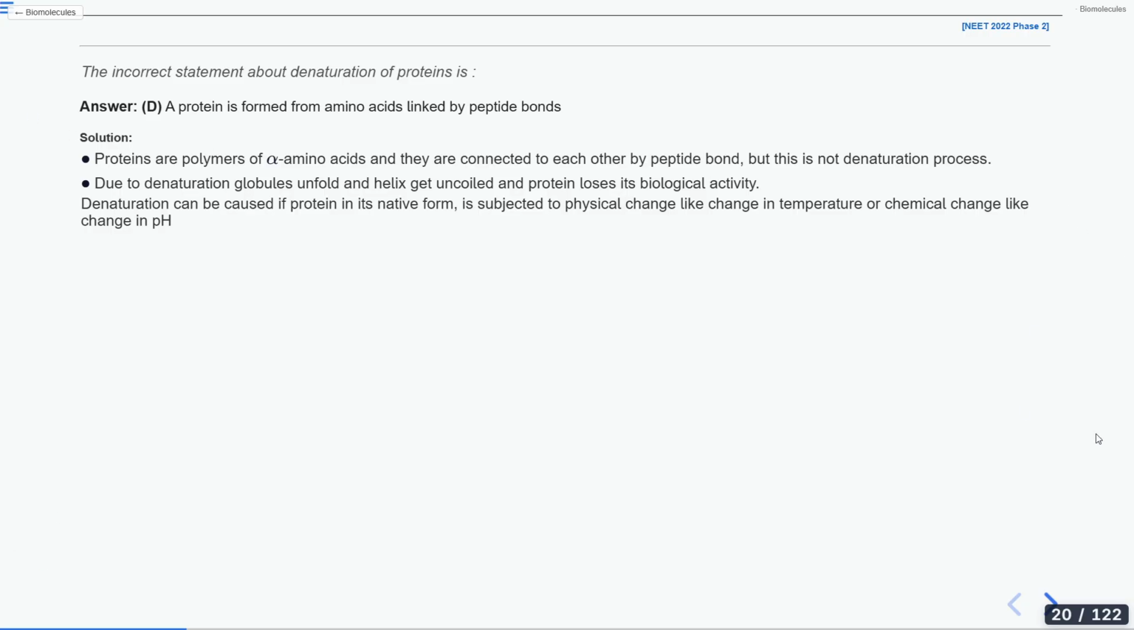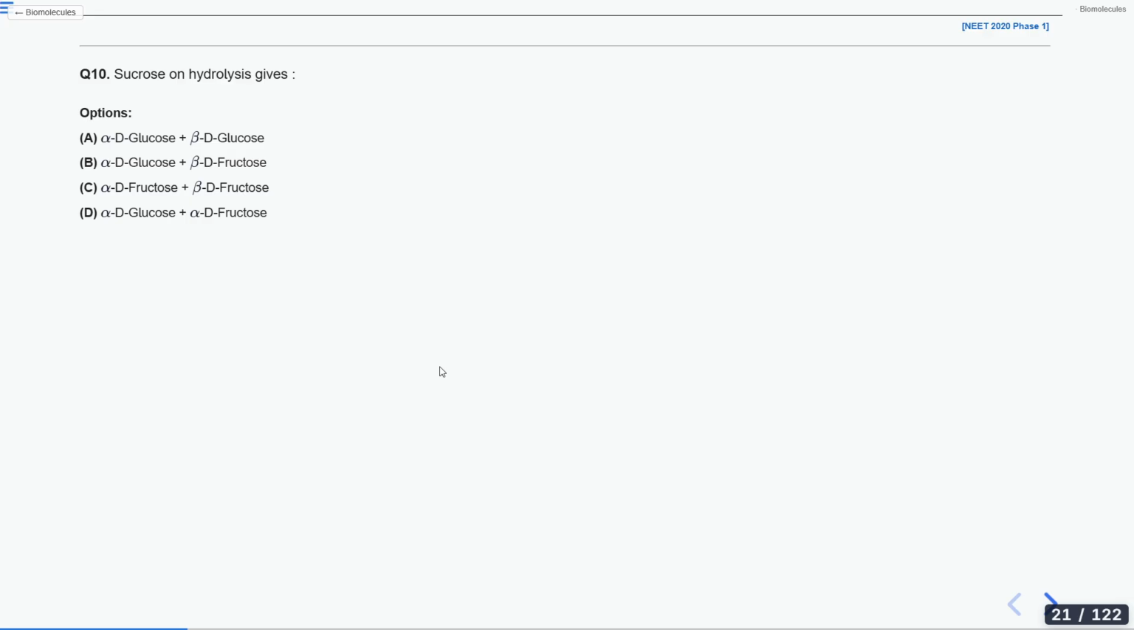Now, next question. It's a very simple one. It was asked in 2020. You have to tell what sucrose gives on hydrolysis. Four options are given here.